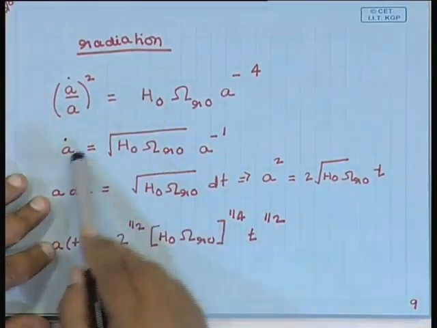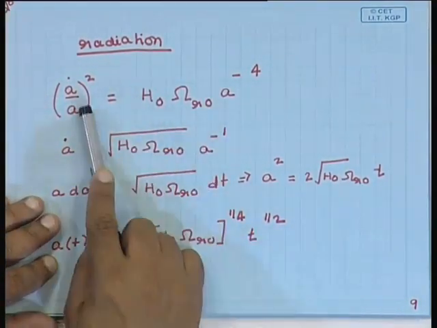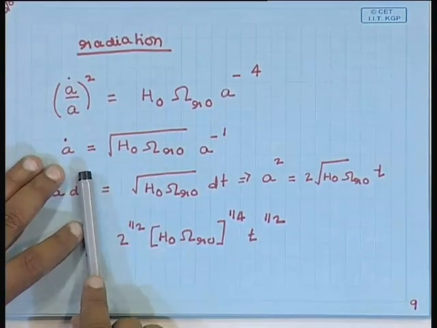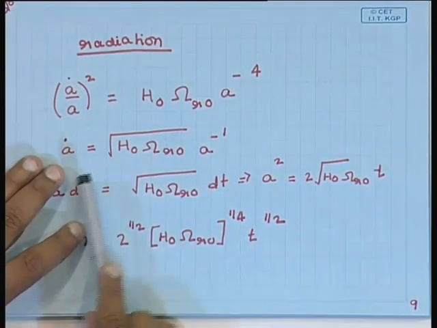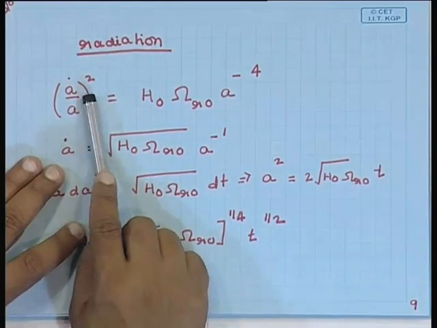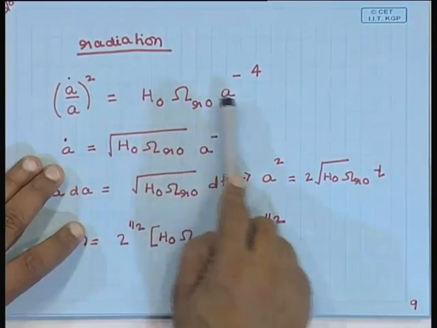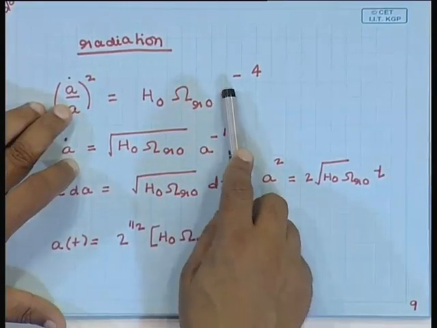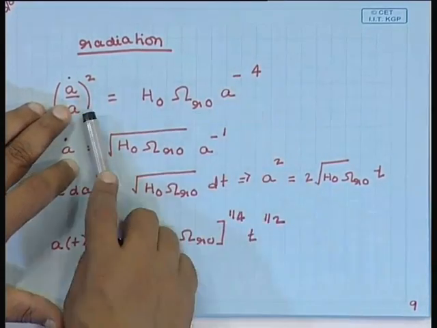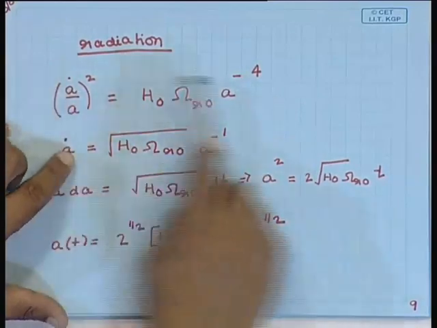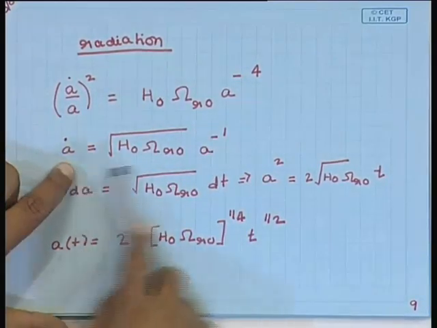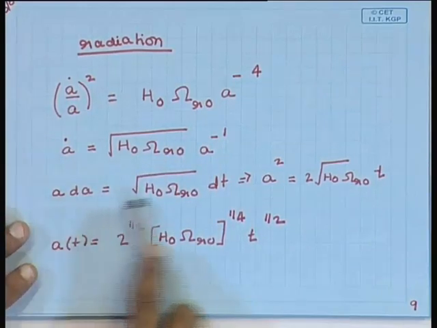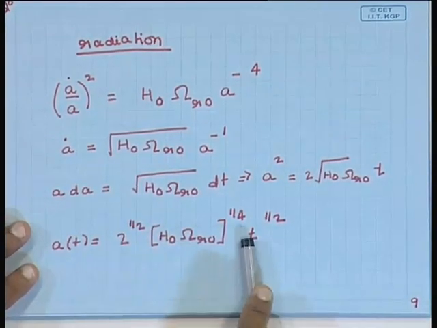In that situation, this is the equation, and then we can take the square root of this equation. So, what we get is A dot is equal to the square root of this into, there is a 1 by A here, and there will be A to the power minus 2 here. So, A to the power minus 1 and A to the power minus 2 are multiplied by A, and I am led to this equation, which is straightforward to integrate, no big deal.